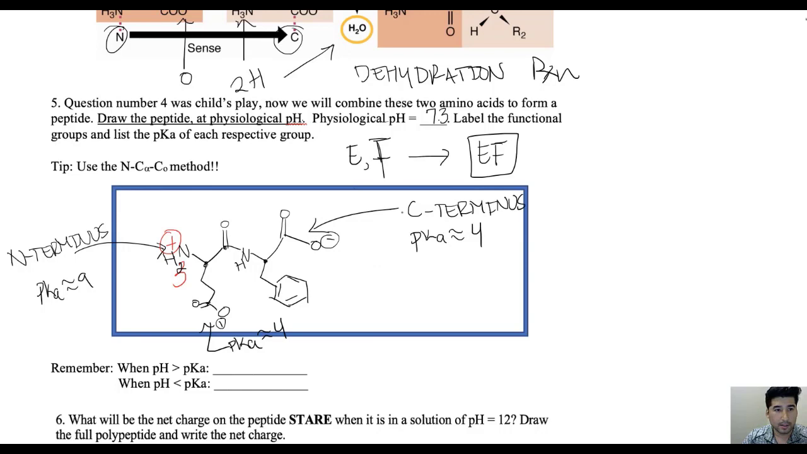So yeah, we have a +1 charge on the N-terminus, plus a -1 charge from the C-terminus, plus a 0 charge from the phenylalanine, plus a -1 charge from the glutamic acid side chain. And so what this means is that the total charge on this peptide is -1. This is really important.